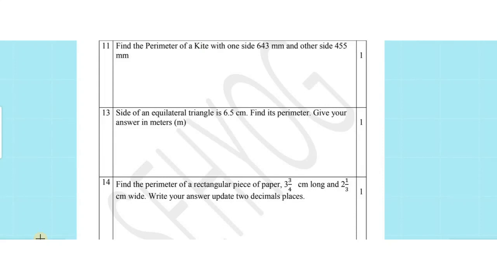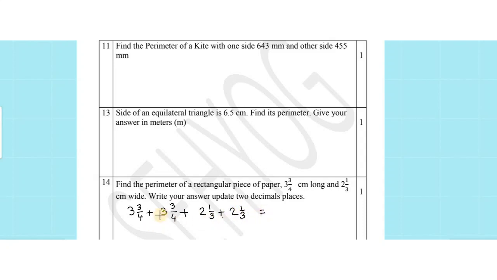In number 14, we want to find the perimeter of a rectangular piece of paper, which is 3 3/4 centimeter long and 2 1/3 centimeter wide. We want our answer to 2 decimal places. So to find the perimeter, we add up all the boundaries, length plus width plus length plus width.